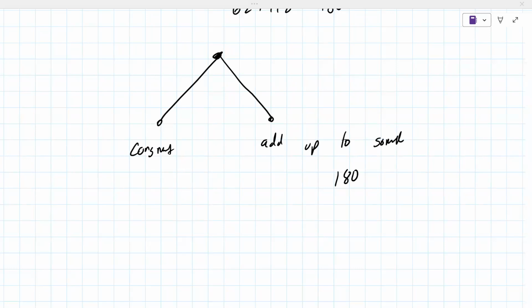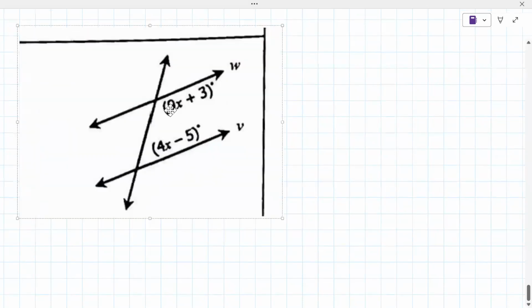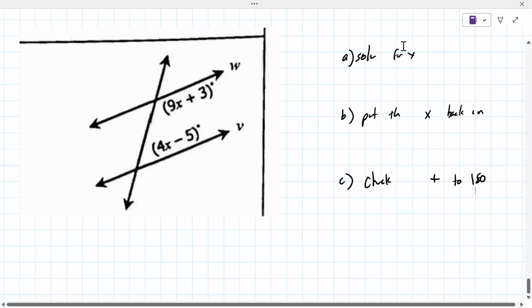So here's another problem like the one we just did. I want you to solve this. These are also same side interior, just like the last problem. They add up to 180. Part A is to solve for x. Part B is to put the x back in and make sure you know the angle measures. And then part C is your check, making sure that they add to 180. That's your mental check.